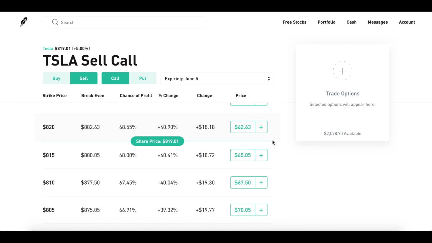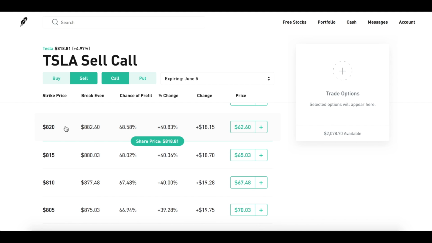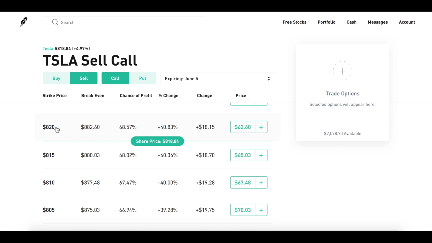So what happens if Tesla stock goes up? Well, if Tesla stock goes up, you're going to lose your shares of Tesla at $820, because if it expires on June 5th, let's say Tesla's trading at like $900, someone's going to be taking these off your hands at $820, but you still got that premium. So you collected that premium up front. Now it's up to you to decide where Tesla has to be for this to make me money. Where's my break even?